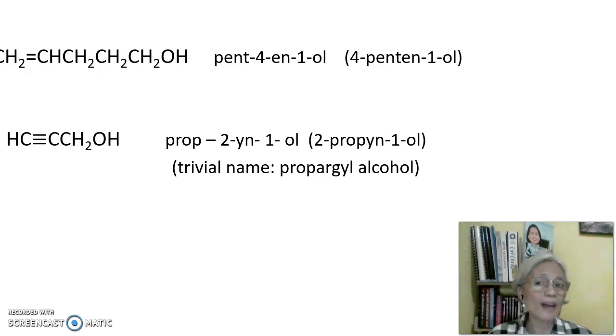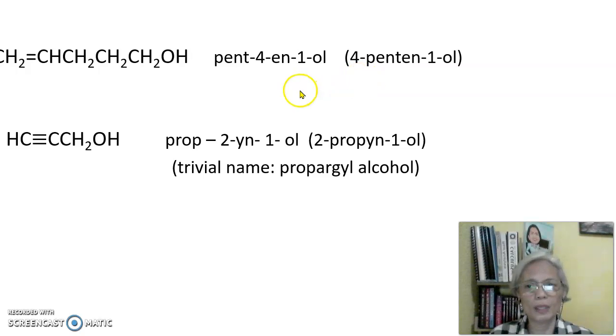So, we also have alkenols, no? The alkenyl group is attached to OH. Again, the carbon attached to OH is carbon number 1. So we have 1, 2, 3, 4, pent-4-en-1-ol. We have 5 carbons. The double bond occurs at carbon number 4. OH is attached to carbon number 1. So we have pent-4-en-1-ol, or 4-pentene-1-ol.